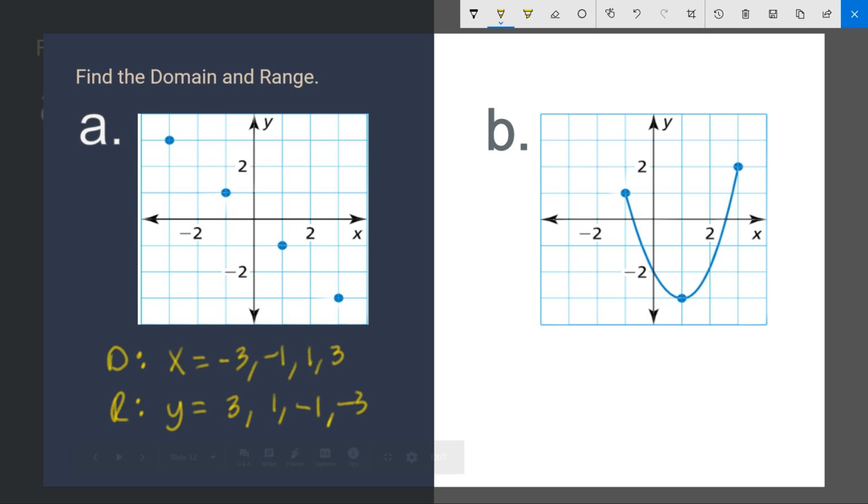So it doesn't matter what order you list them in. You can list the numbers negative to positive, least to greatest, whatever, as long as you have all of the x and y values listed.